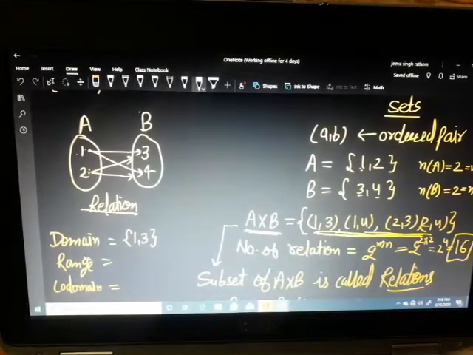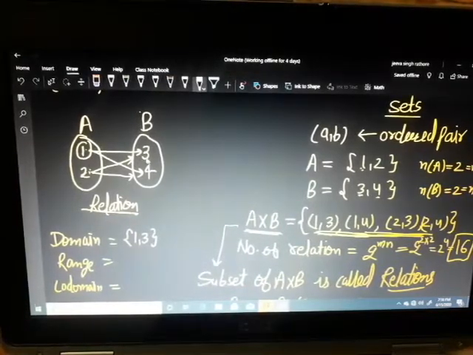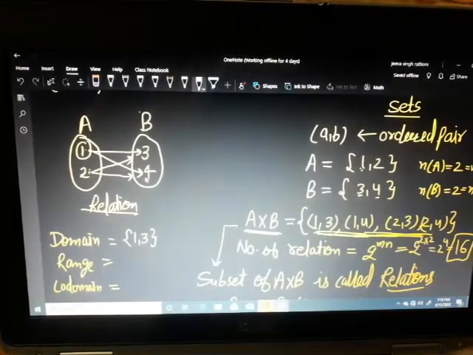What is the range? Range is the output. When you give the input 1, you will get the output as 3, and when you give the input 2, you will get the output 4. Sorry, I am writing.